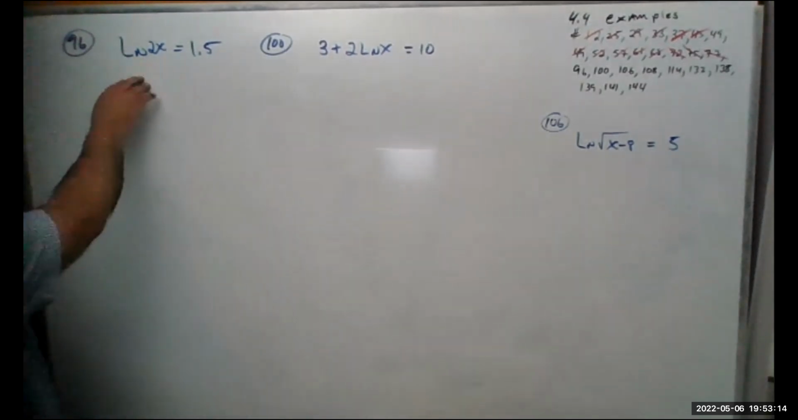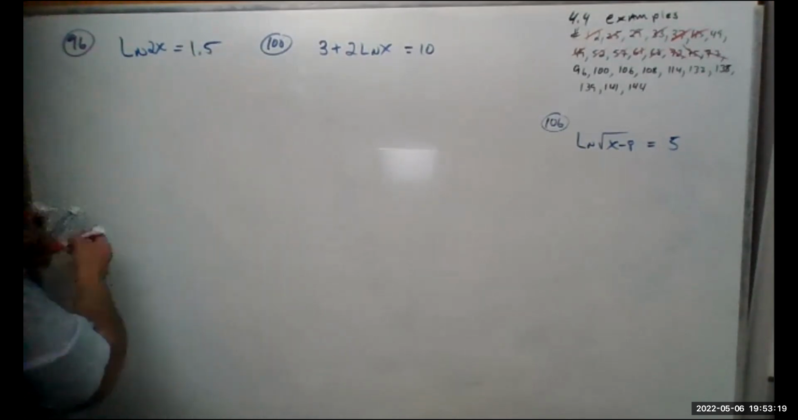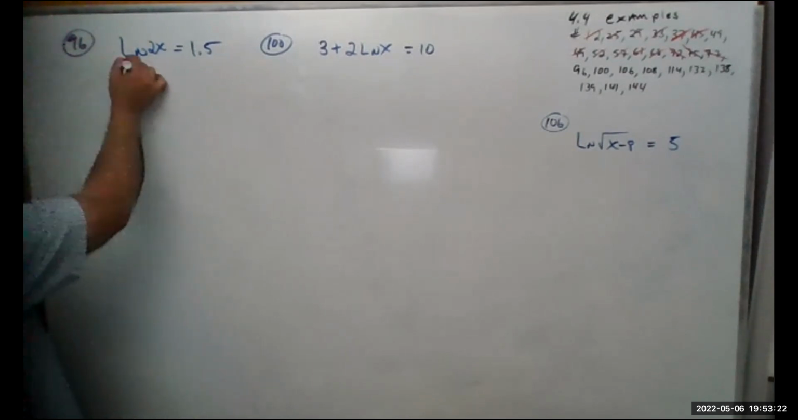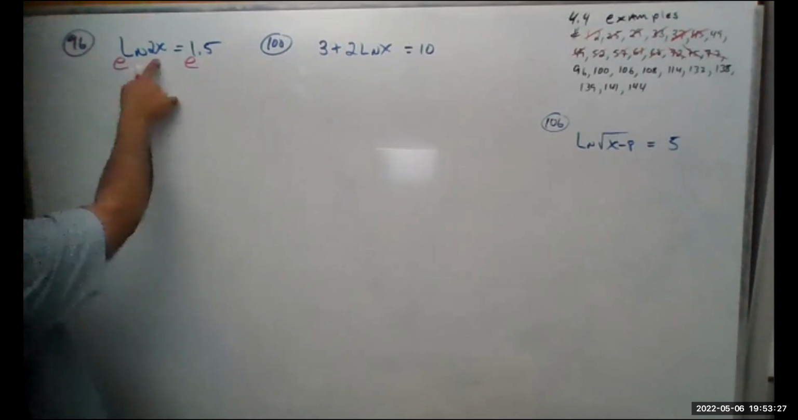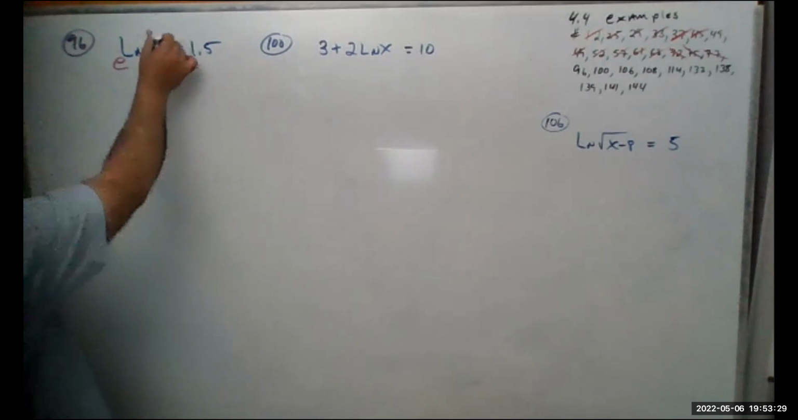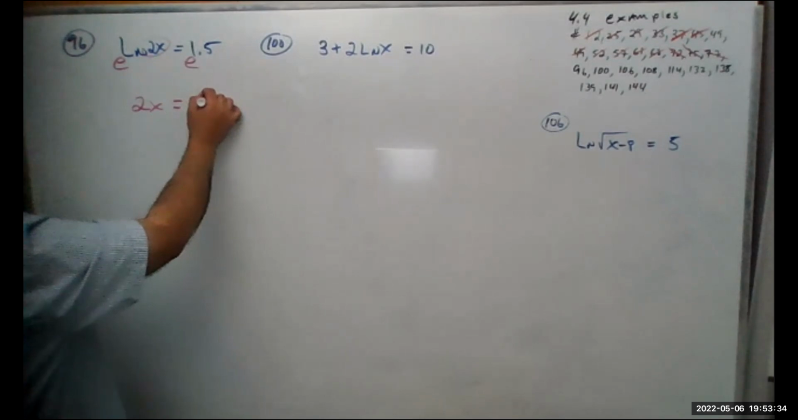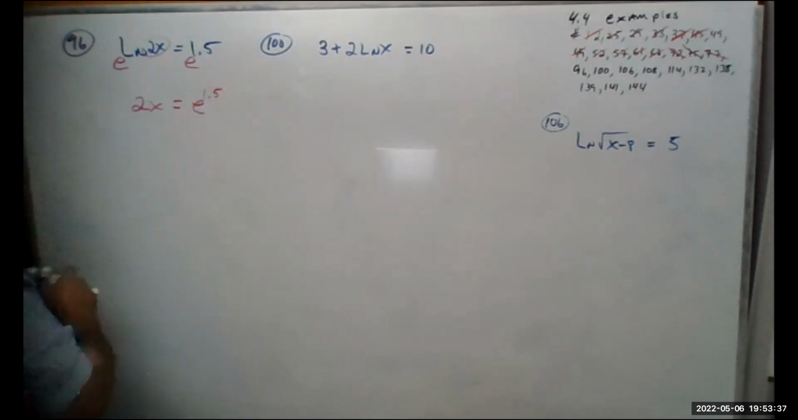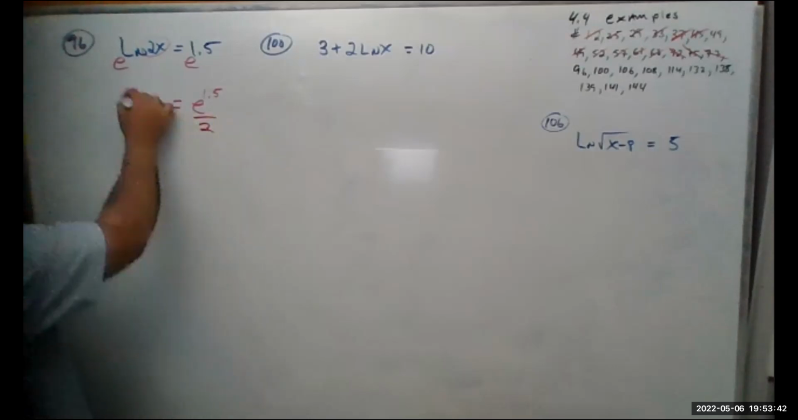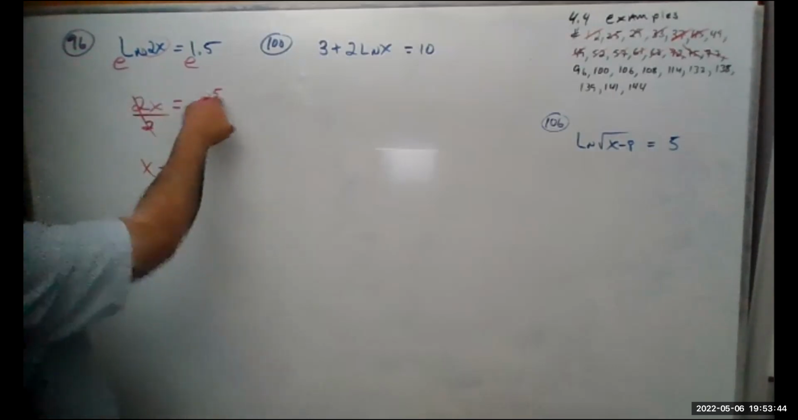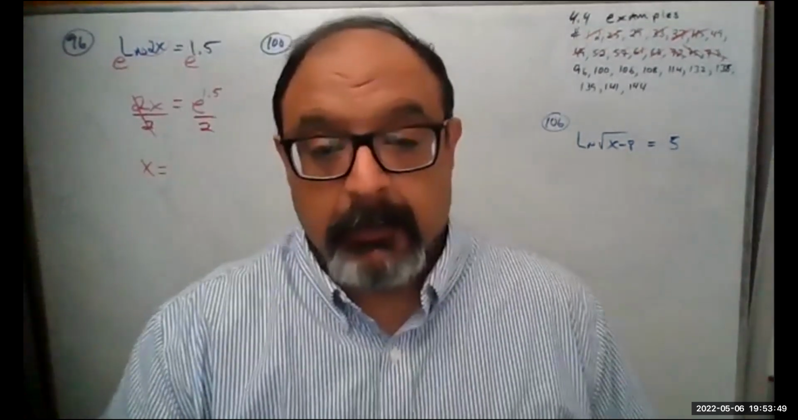Well, you have a single logarithm and a number over on this side, so we want to undo the logarithm. You're going to exponentiate both sides using a base e. e to the natural log of 2x is the only way to undo the logarithm. Out pops the 2x, and on this side, it equals e to the 1.5. Then raise e to the 1.5, and when you're done, you're going to divide by 2. So x is equal to e to the 1.5, and then we'll divide by 2.